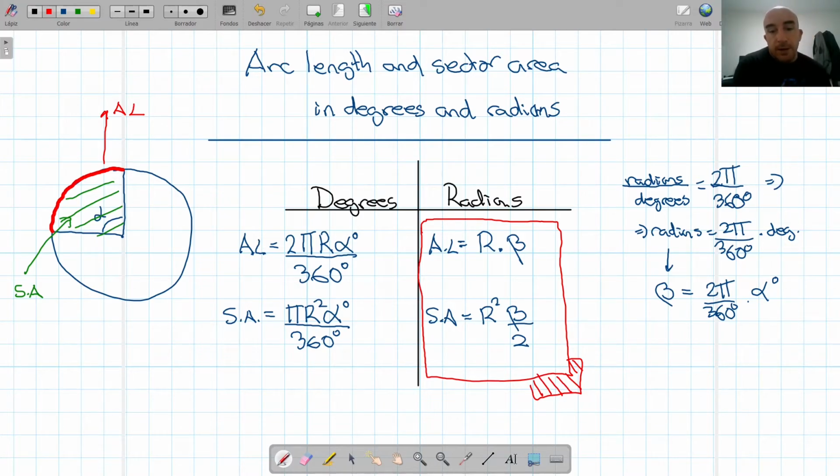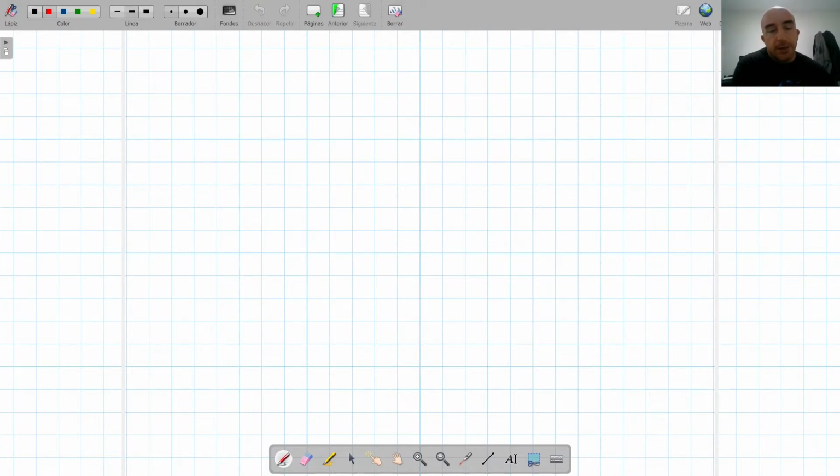Okay, you can observe that the arc length would be the radius multiplied by the angle in radians, and the sector area is the angle multiplied by r squared divided by 2, again in radians. So very easy equations. I recommend you learn these ones and learn how to convert from radians to degrees, and then you get the other ones if you need them.